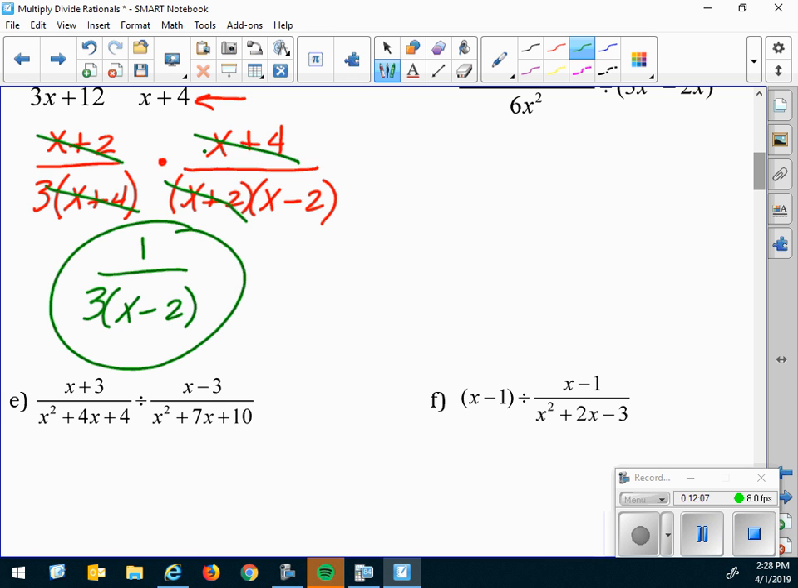If you want to distribute the 3, that's fine. You don't have to. Question? Are there any x values that have to be excluded? x could not equal what? 2 or negative 2. Let's just put plus or minus 2 or negative 4. Good.